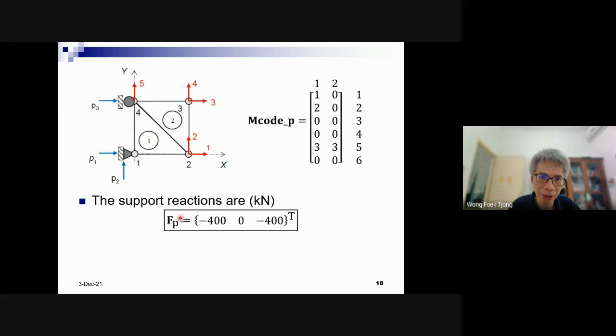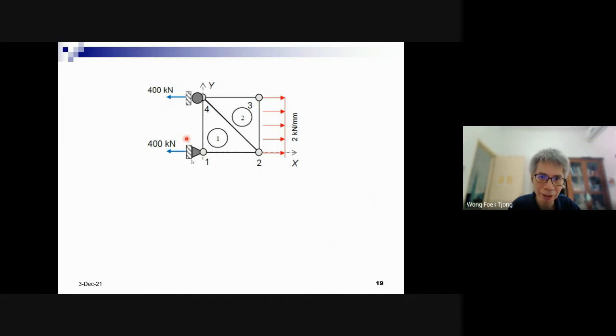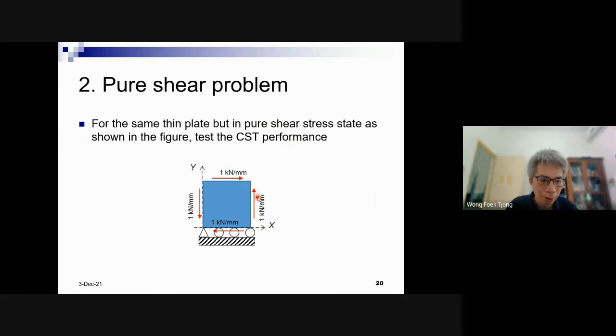And the support reaction is here 400 and here 400. So we can draw like this. Is this in balance with this one? Yes, very clear, right? Because the total force is 2 times 400 is 800. In balance with 800 to the left, 800 to the right. So that's all. The conclusion is the CST element works perfectly for the tension problem.